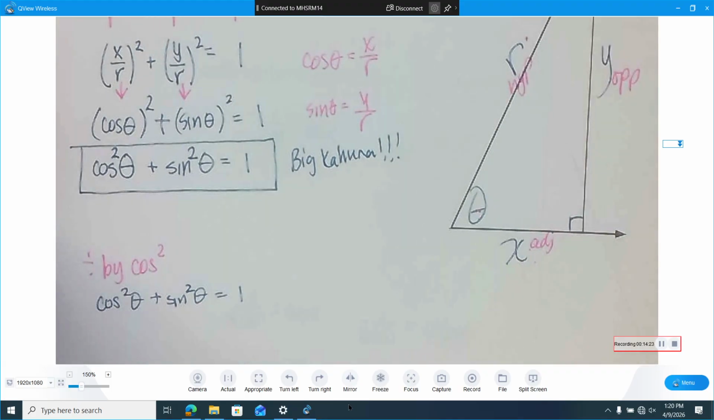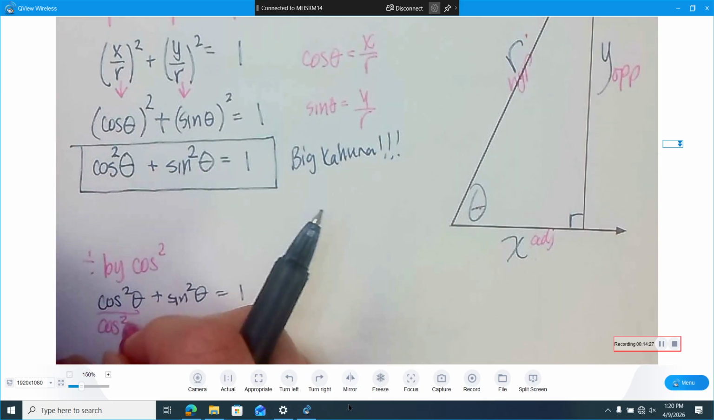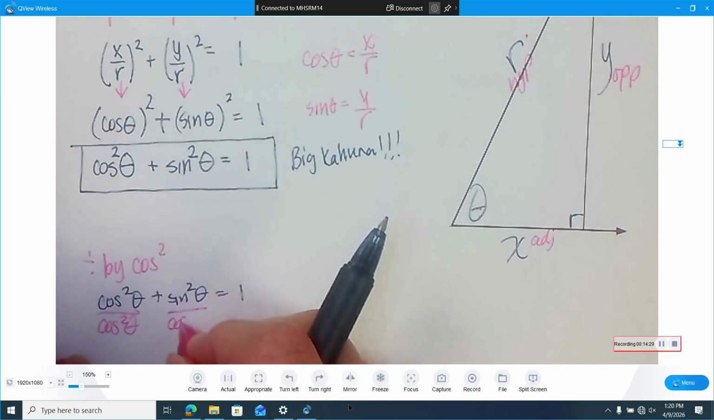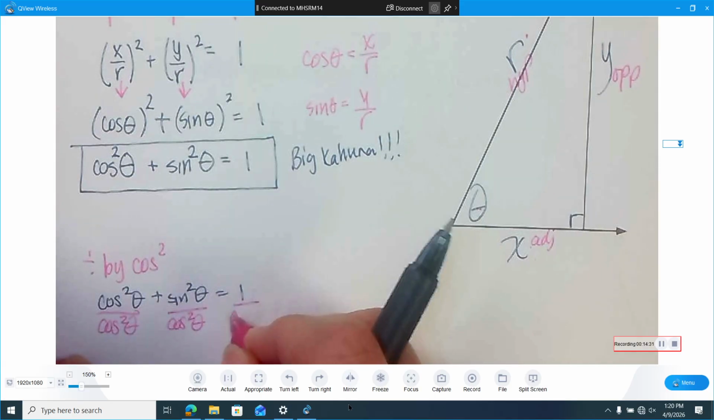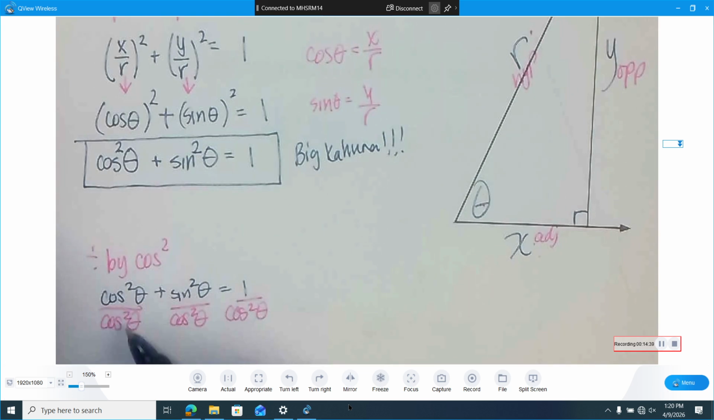All right, so we're going to divide every single term by cosine squared. So cosine squared theta, and cosine squared theta. What is cosine squared divided by itself? 1. Magic.